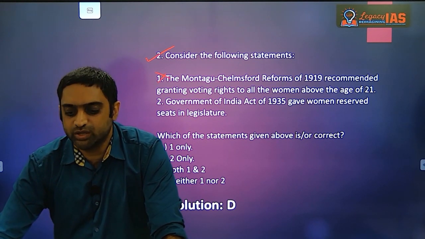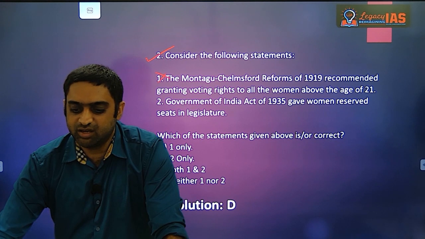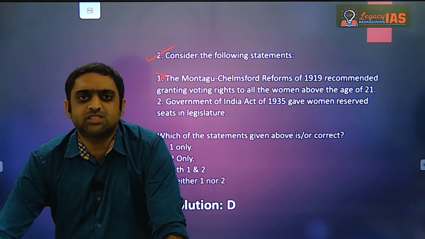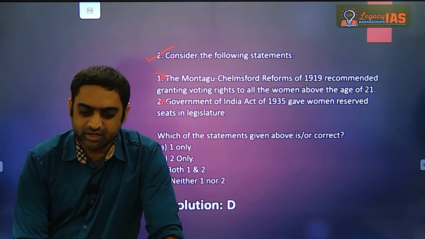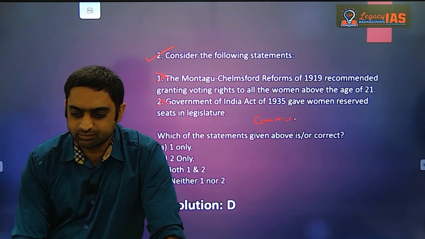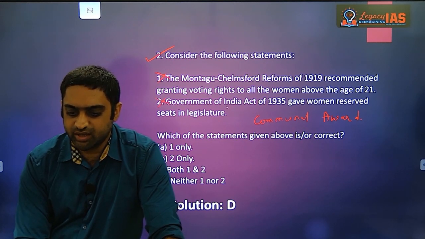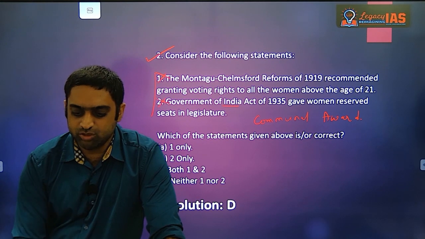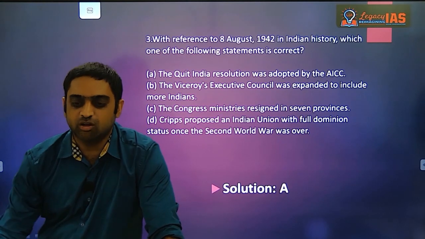And also here statement 2: Government of India Act 1935 gave reserved seats for women in the legislature. This is also wrong. Government of India Act 1935 gave the communal award, that is, the communal electorates were introduced, and hence in this question both statements are wrong. The correct answer is neither 1 nor 2.